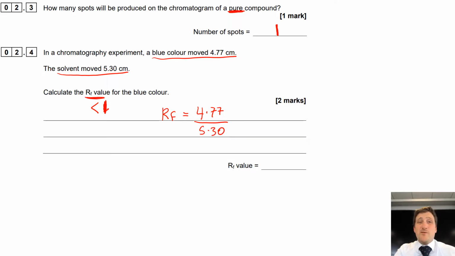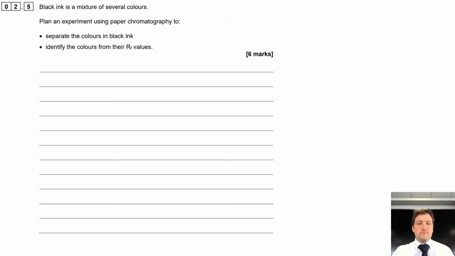If you notice, I'm not using centimeters, we don't tend to put them in equations. And if we do 4.77 divided by 5.30, we end up with 0.9. And we can check that it's below 1, so therefore it must be correct.